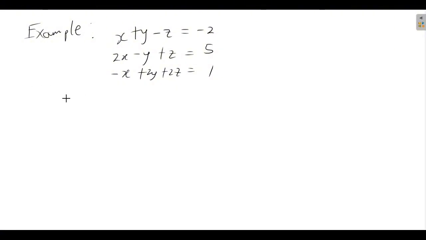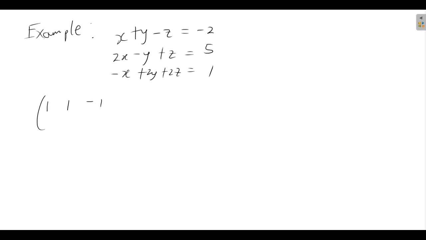So remember, the first thing we have to do is to write our augmented matrix. Now I showed you how to get the augmented matrix. The coefficients of the variables in the equations form the augmented matrix. So in this case, in the first row, we are going to have 1 because the coefficient of x here is 1, the coefficient of y is 1, and then the coefficient of z here is -1. So we are going to write 1 and then 1, then -1.